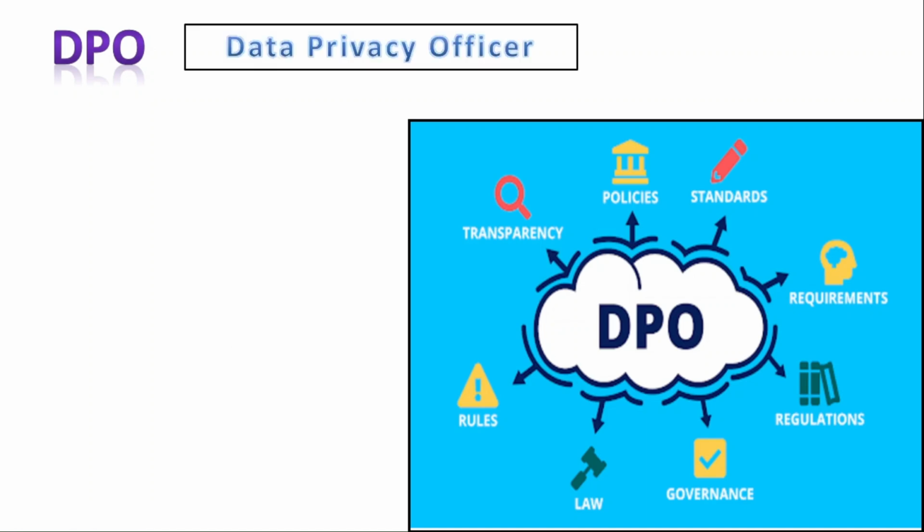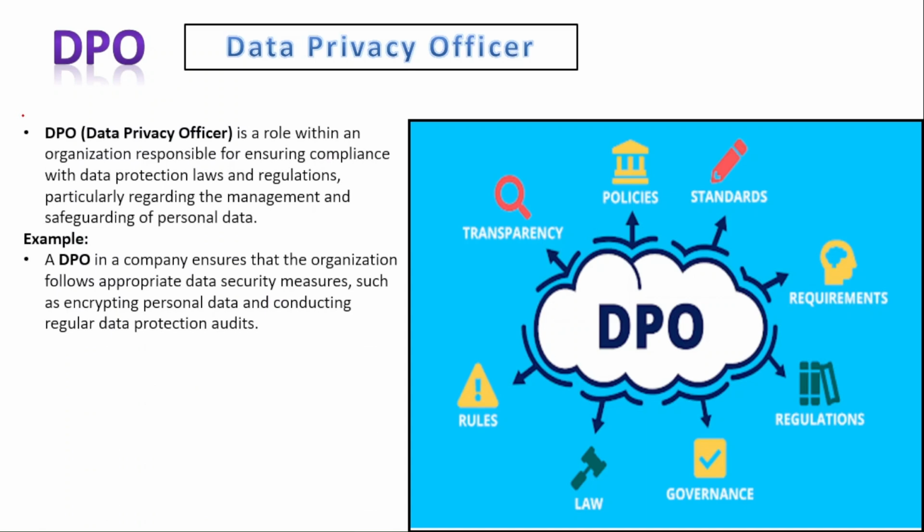DPO, that is Data Privacy Officer. So DPO, Data Privacy Officer, is a role within an organization responsible for ensuring compliance with data protection laws and regulations, particularly regarding the management and safeguarding of personal data. Example: a DPO in a company ensures that the organization follows appropriate data security measures such as encrypting personal data and conducting regular data protection audits.